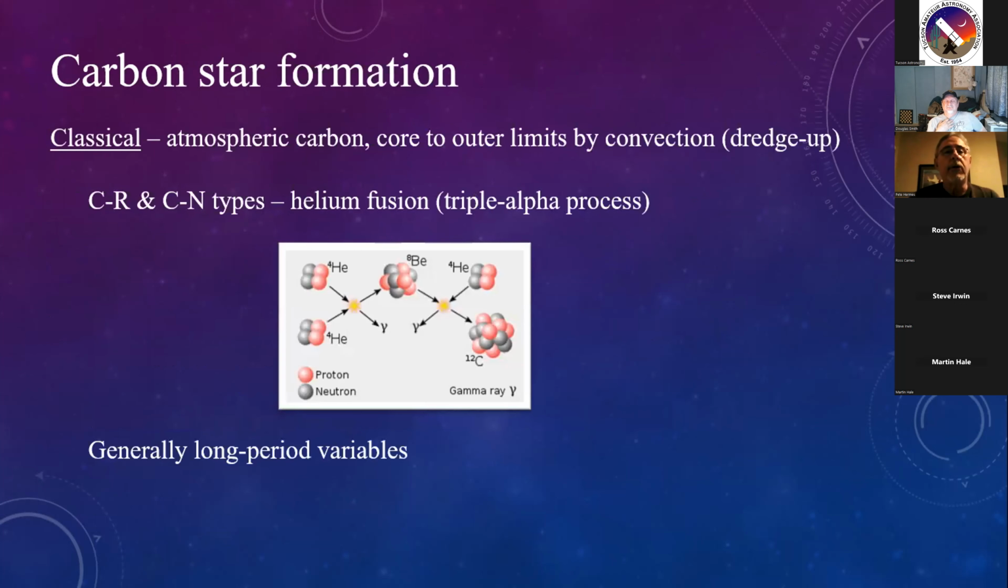Going back to the classical carbon star, with regards to formation, like I say, atmospheric carbon, core outer limits by convection. And typically what you see, and there are two types, they have the CR and the CN types. You'll see some helium fusion, and the diagram is pretty simple and self-explanatory for the most part, but you have two helium atoms or nuclei that come together, they form beryllium. And then you see beryllium forms with another helium nuclei, and then we end up with the carbon. And this is what's referred to as the triple alpha process.